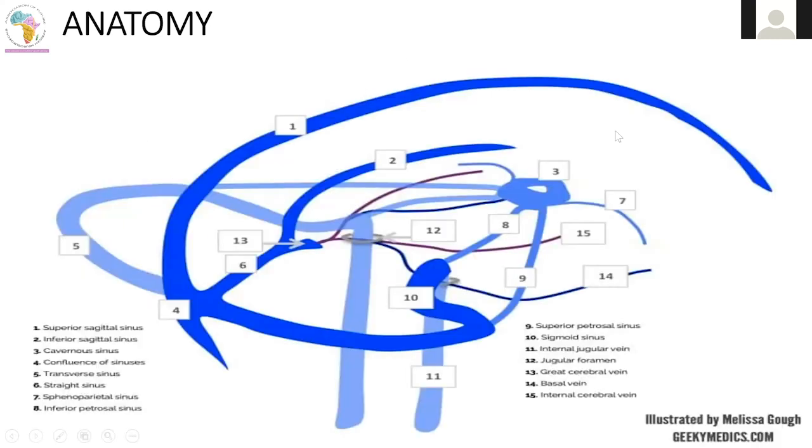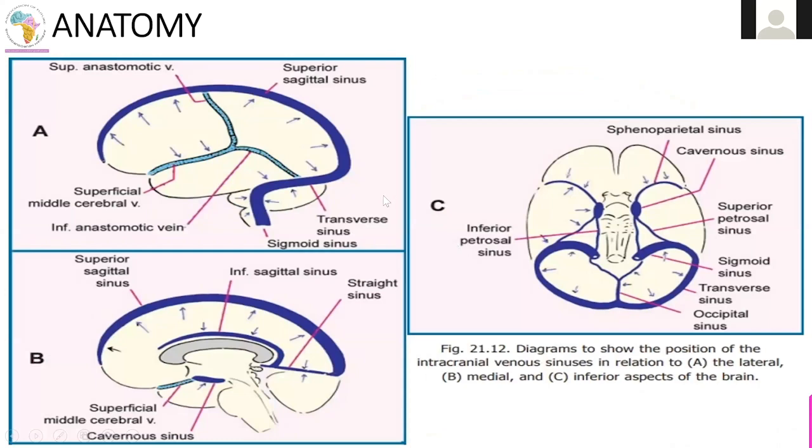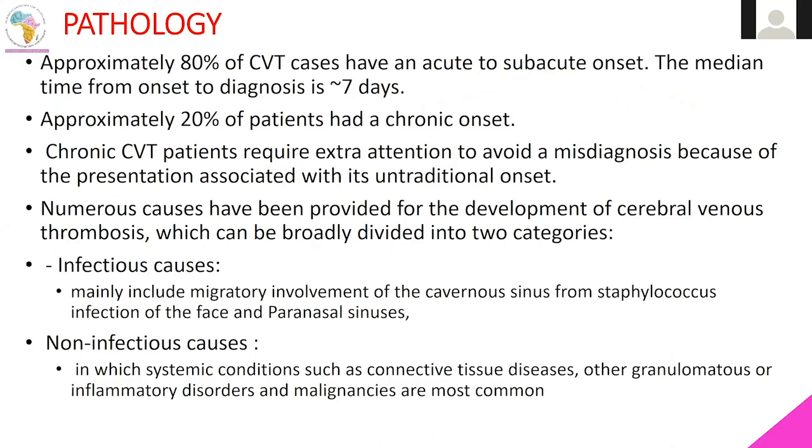So here is again a diagram to summarize all that we just explained. This one too, I've actually explained all of it, but just to better see what we were explaining. So let us now speak about the pathology of cerebral venous thrombosis.